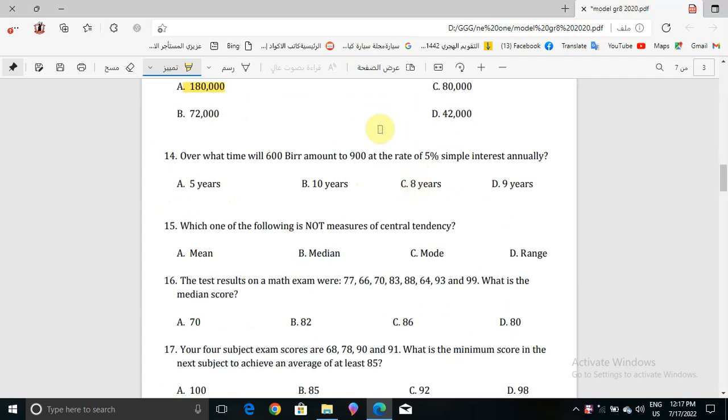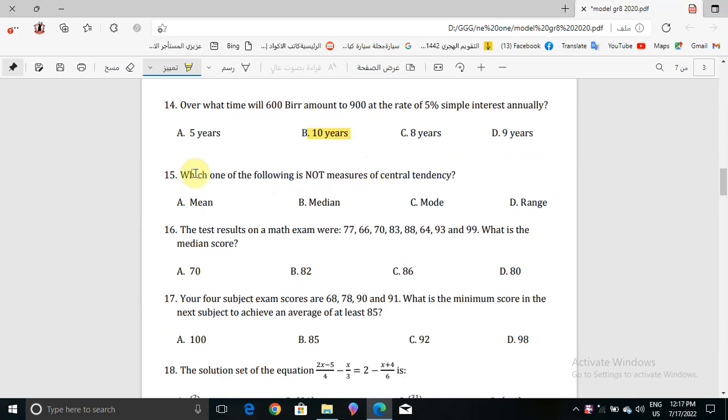Now question number 14. Over what time will 600 per amount to 900 at the rate of 5% simple interest annually? Here, after using the formula, which is I is equal to PRT, you will get the answer, which is 10 years.